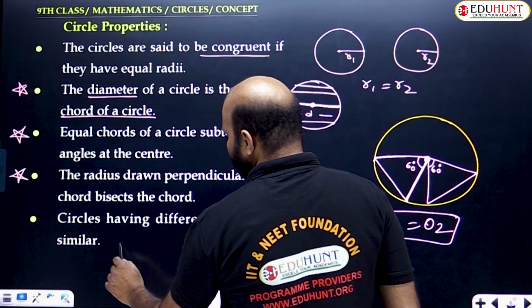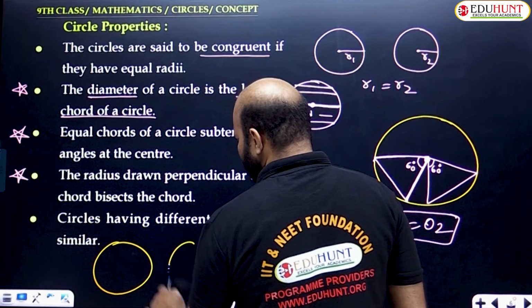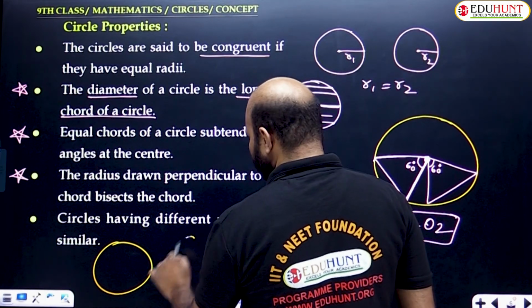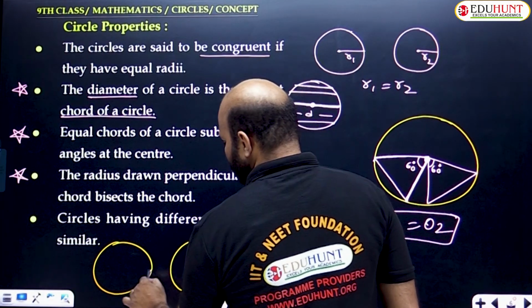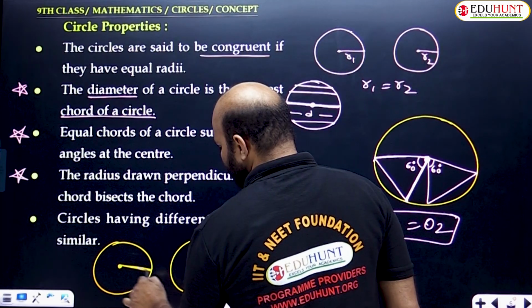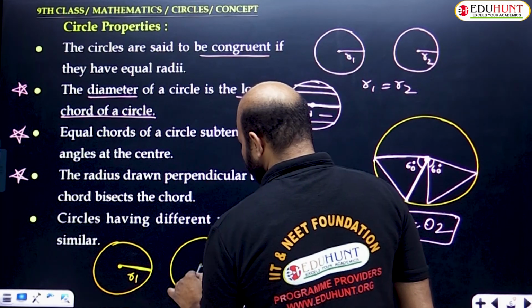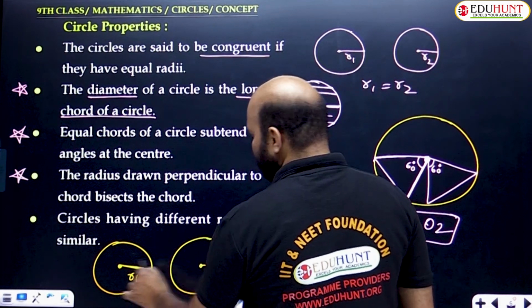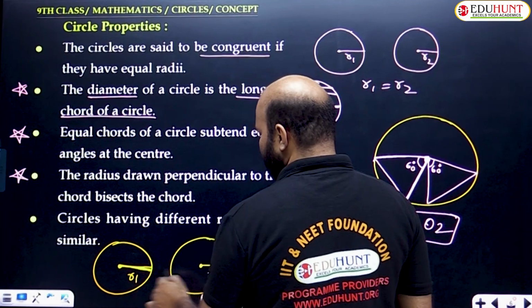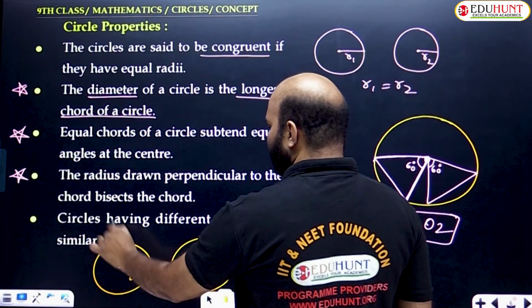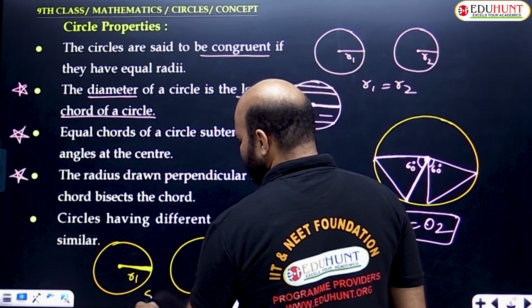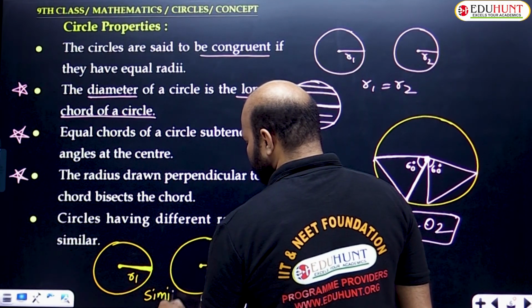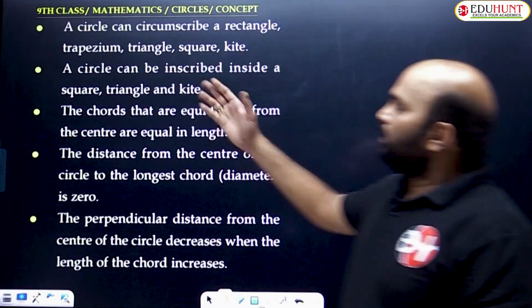Next one: circles having different radii are similar. Suppose two circles are taken, having different radii. This is radius R1 and this is R2. The first circle has radius R1 and the second circle has radius R2. So circles having different radii are similar; both circles are similar here. Am I clear?